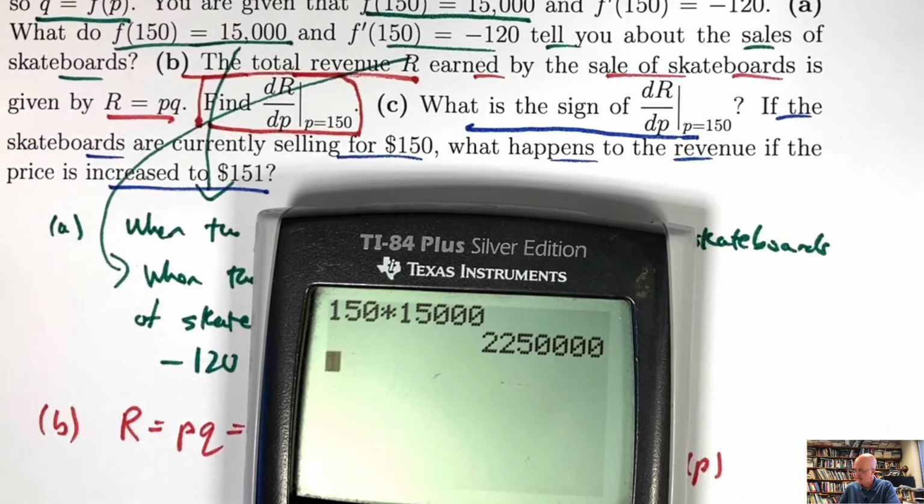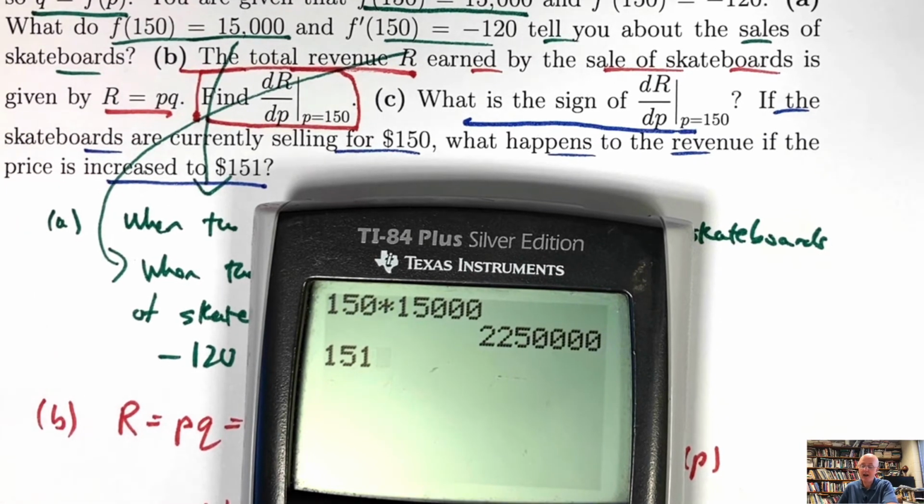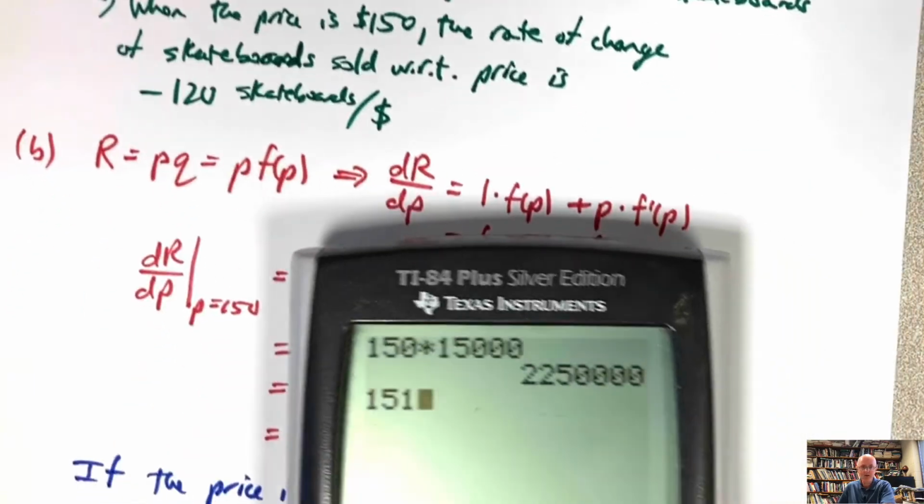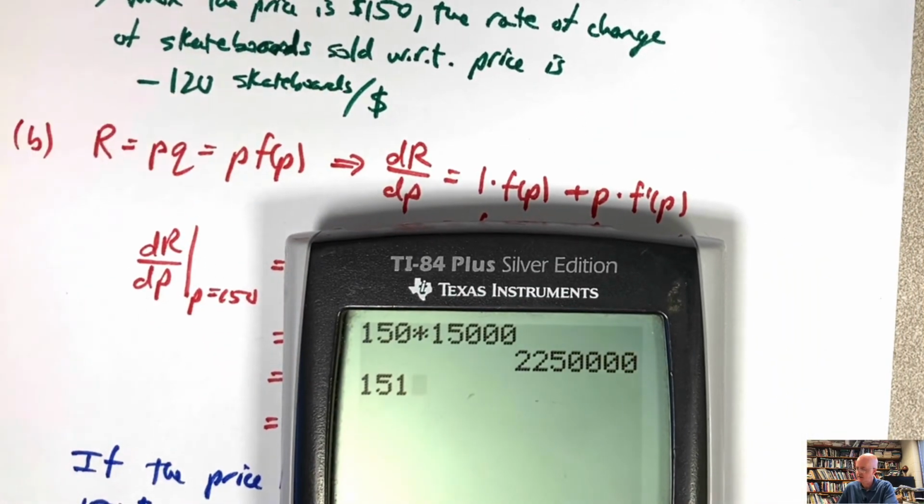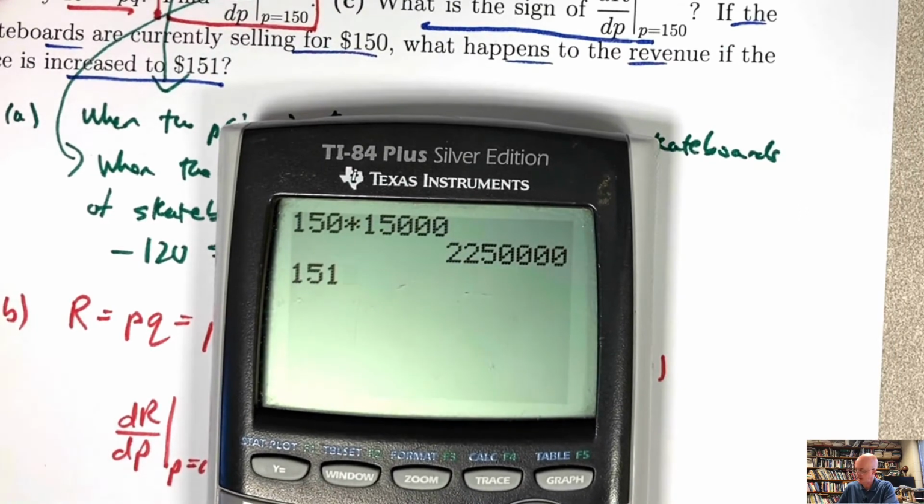If we increase the price to $151 per skateboard, we sell fewer skateboards. By about how many? About 120 fewer. That was part A. So instead of selling 15,000 skateboards, we're going to sell 14,880, approximately. Does the revenue go up or down? It should go down by about 3,000.